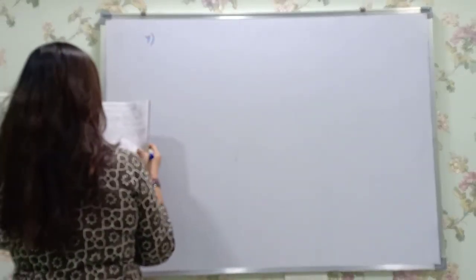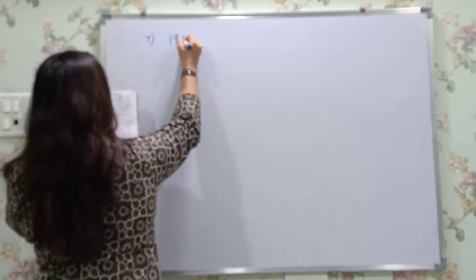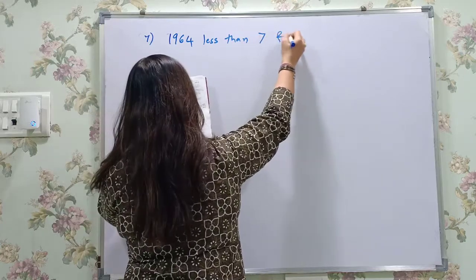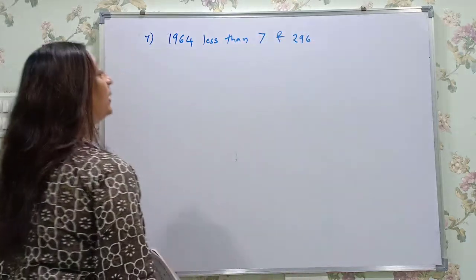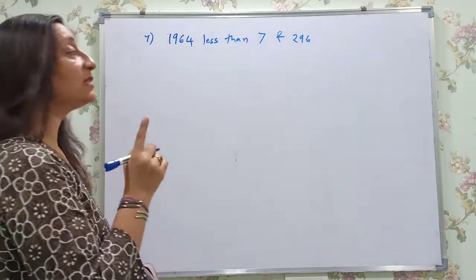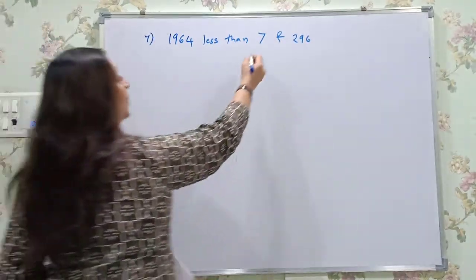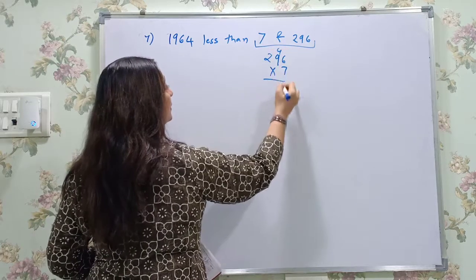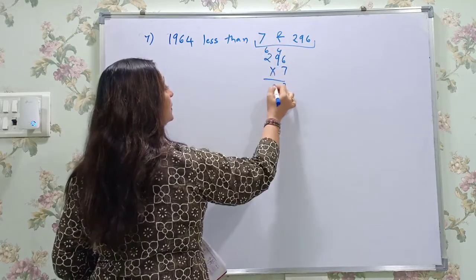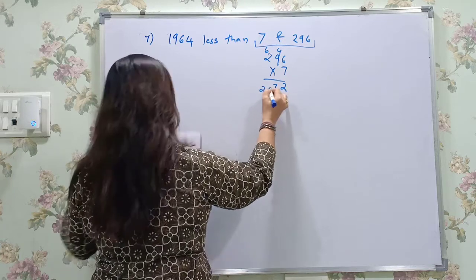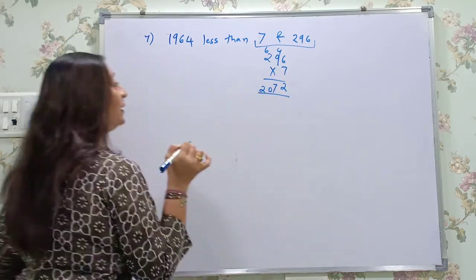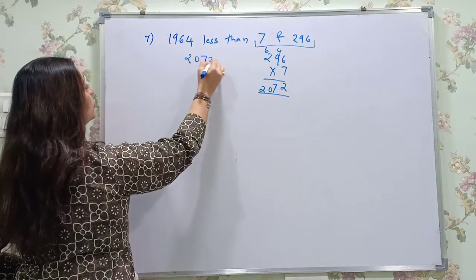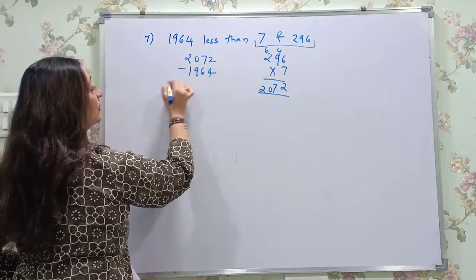By how much is 1964 less than the product of 7 and 296? Okay. By how much is 1964 less than the product of these two? So let's first find out the product. Right? Now, how much is this less than this? So what we do? 2072 minus 1964.